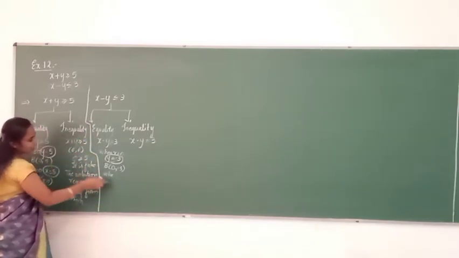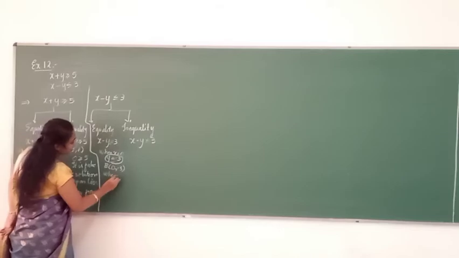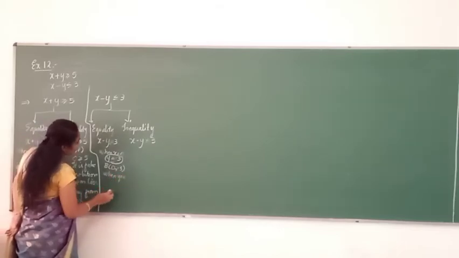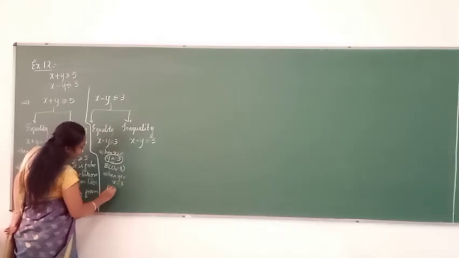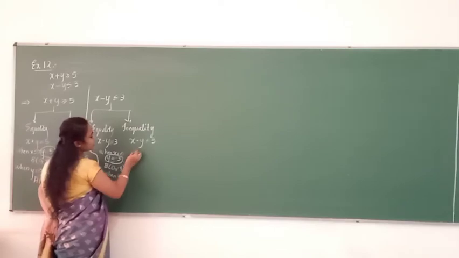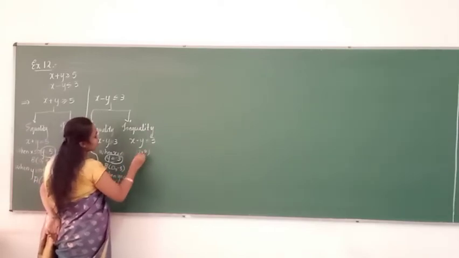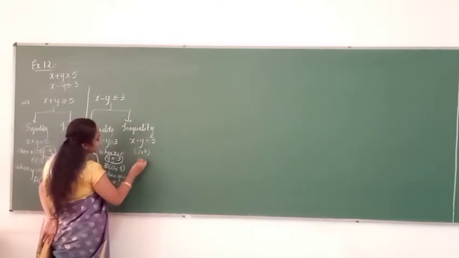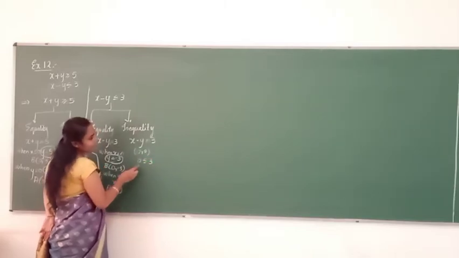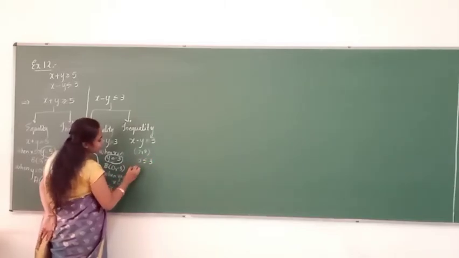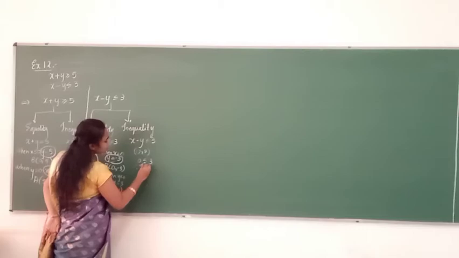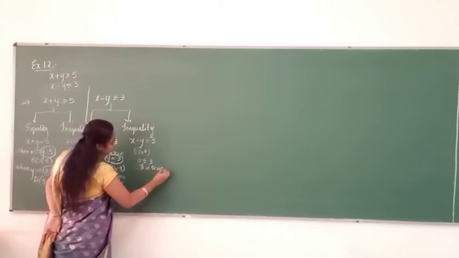This is the first inequality, this is the second one. When y is equal to 0, what will x be? 3. So what is the a coordinate? 3 comma 0. Now same way, just substitute 0 comma 0, the origin point. That is, 0 is less than or equal to 3. Can I say 0 is less than or equal to 3? Yes, obviously, because it is true.